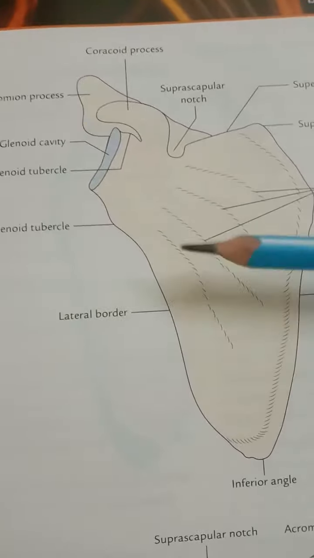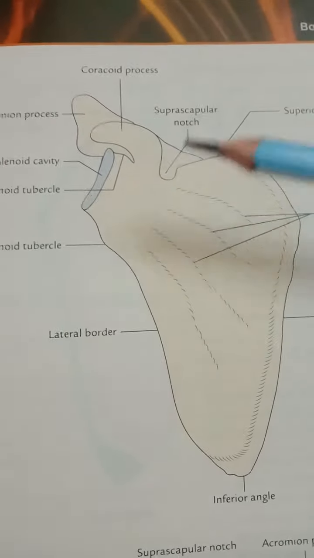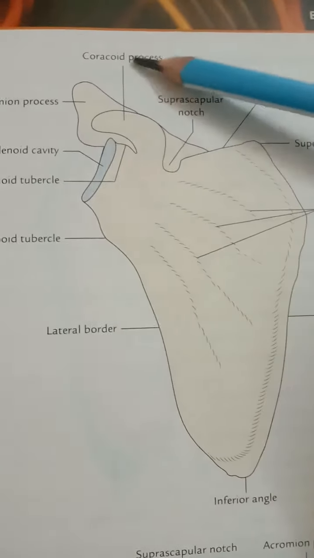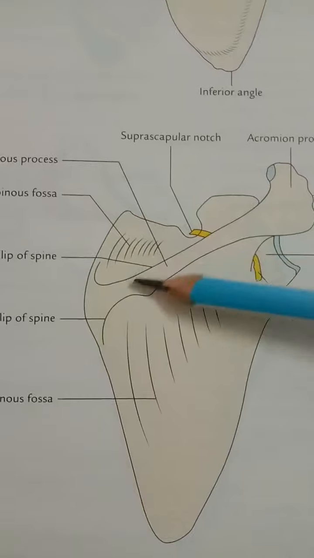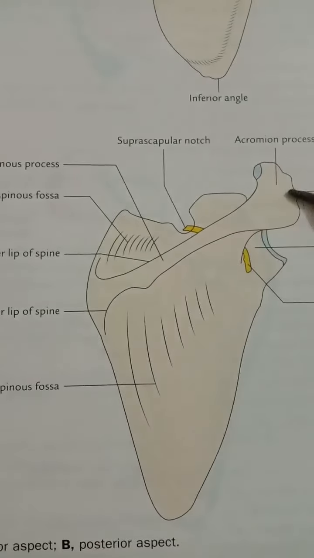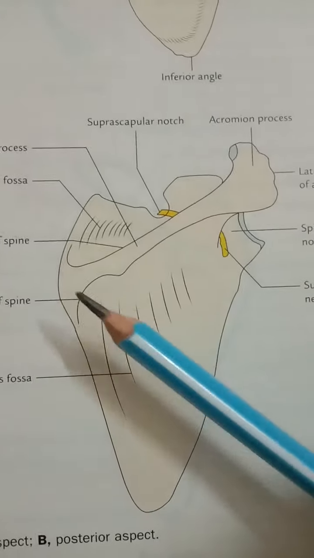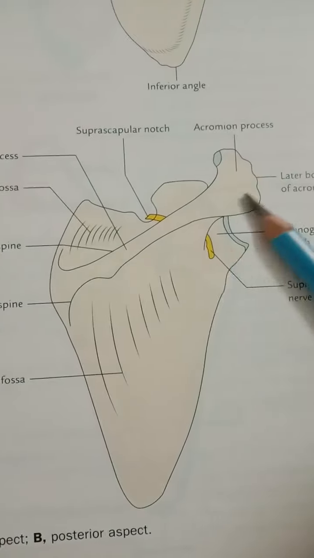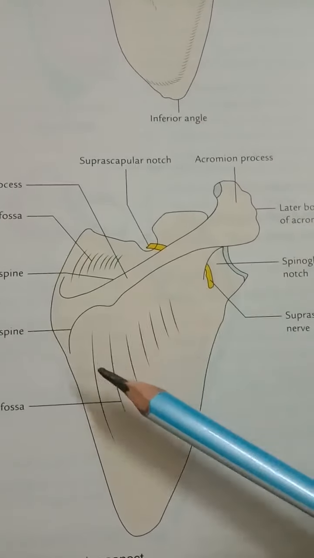After that, there are the three processes: the coracoid process, this is the acromion process, and on the posterior side, this is the spinous process. So let's see first the spinous process. The spinous process is also called the spine of the scapula.